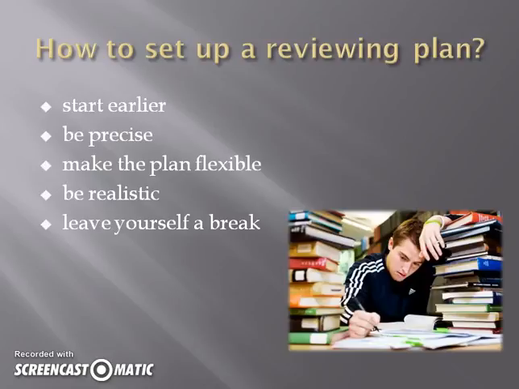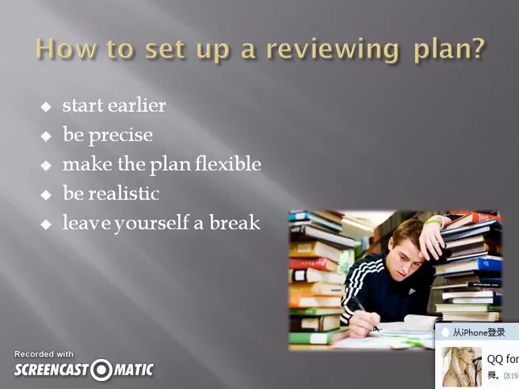So how do we set up a reviewing plan? First of all, you might want to start early. The time depends on how much material it contains. If it's a review for the whole semester, you may want to start a few weeks before the test. Second, be precise. Find out what exactly you want to have in your reviewing plan. The more precise your plan is, the more effective it will be.